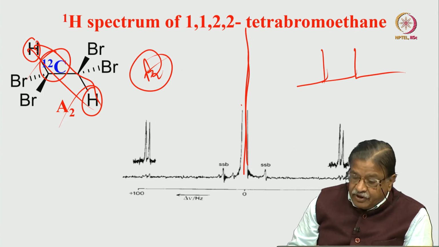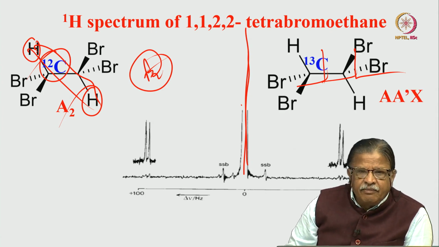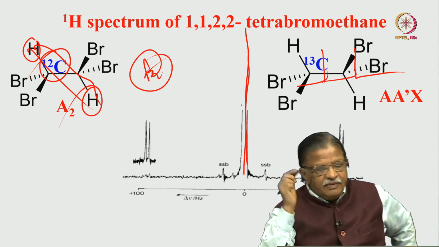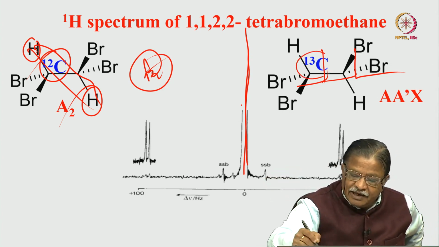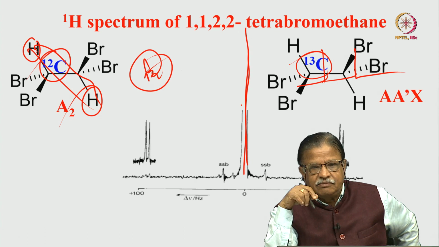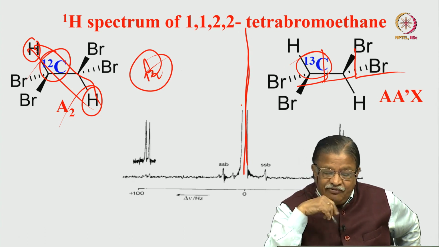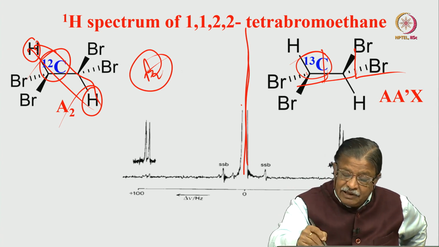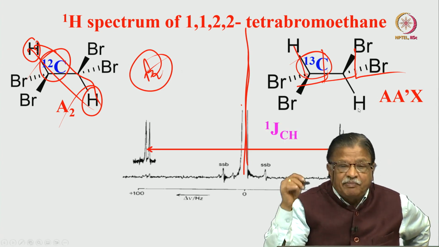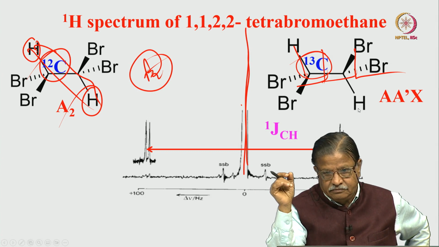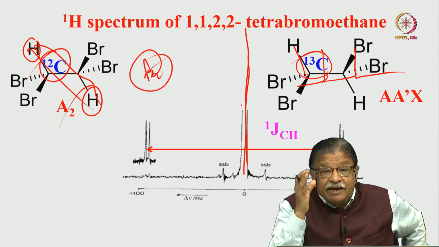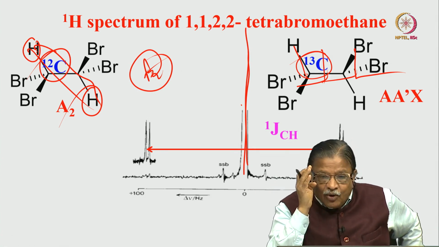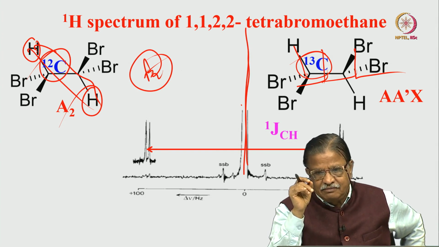But I am going to a situation like this. In this sense, instead of carbon 12, I look for carbon 13, 1% of the molecule. Then what will happen? If I say instead of carbon 12 there is a carbon 13 here, this is a 1 bond coupling, this is a 2 bond coupling, they are different. That means symmetry is broken. You have broken the symmetry of the molecule.